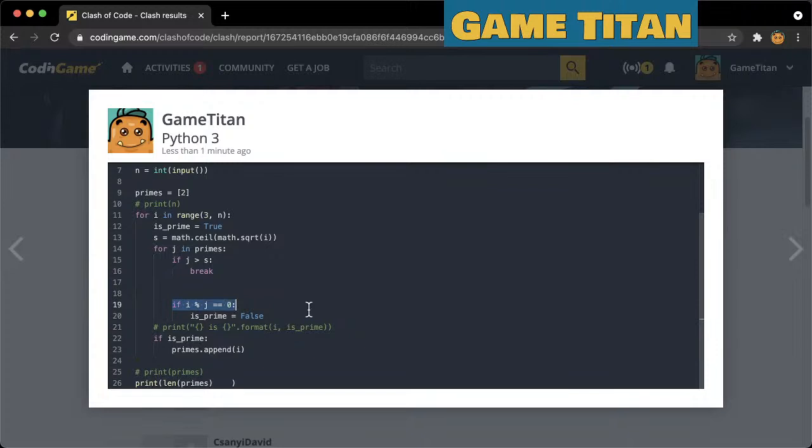So here's the test to check whether or not i is divisible by j. It's saying when you divide i by j and you take the remainder, if that remainder is 0, then i is divisible by j. So if that happens, you know that i is not prime. And if you go through all of the primes, all of this loop here for j in primes, and none of them are divisible, then this is_prime variable is still going to be true, and you can add i as one of the primes that is smaller than n.